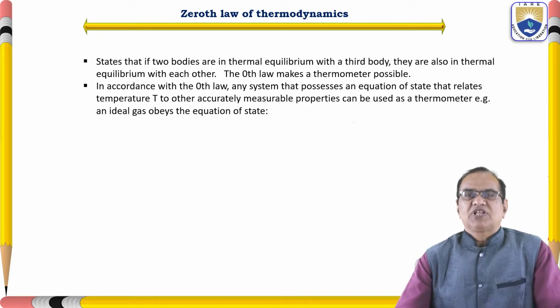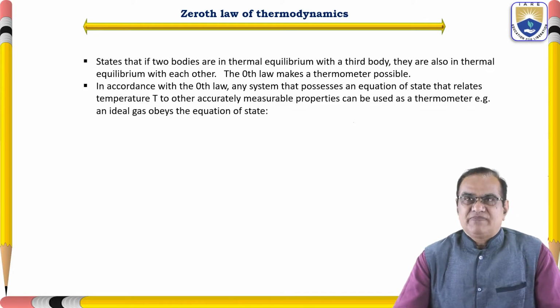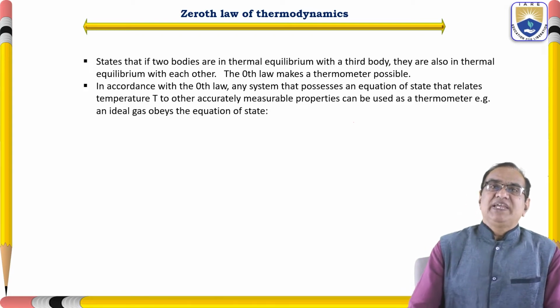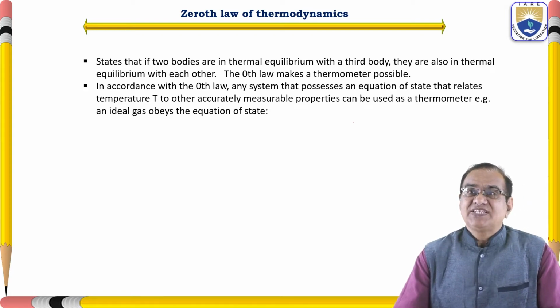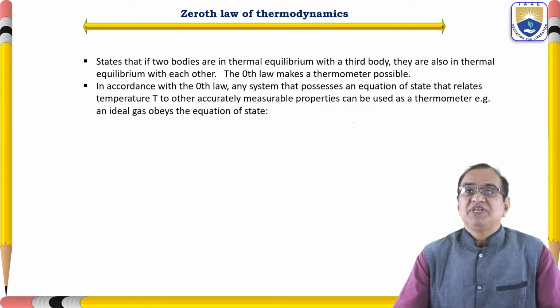In accordance with the Zeroth law, any system that possesses an equation of state that relates temperature T to other accurately measurable properties can be used as a thermometer, e.g., an ideal gas obeys the equation of state. So, in accordance with the zeroth law, any system that possesses an equation of state that relates temperature T to other accurately measurable properties can be used as a thermometer.